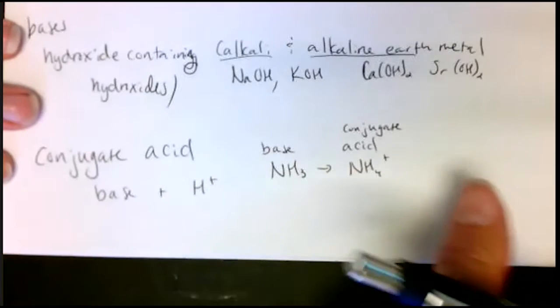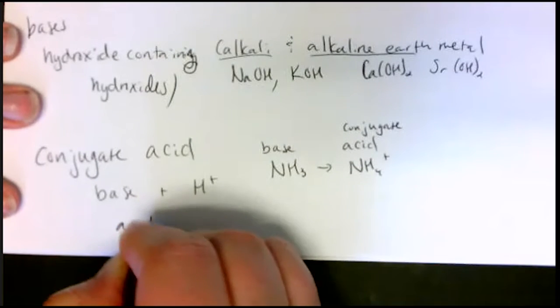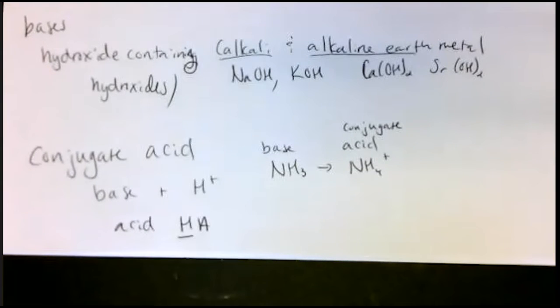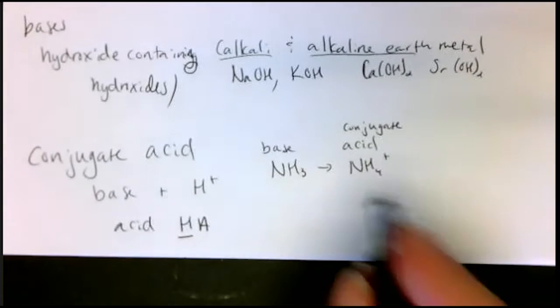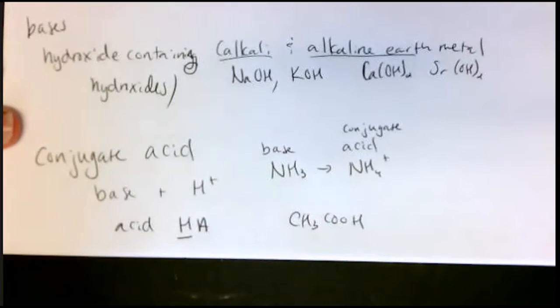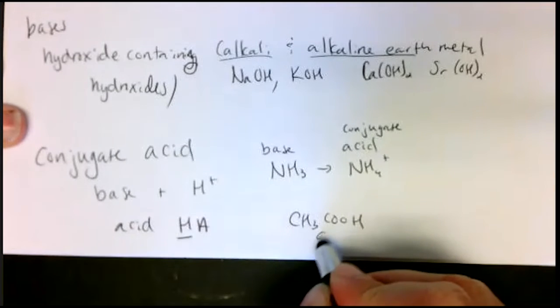Generally, your acids are going to be in the form of HA. So the hydrogen will be written first. If you do not see the hydrogen written first, it is highly unlikely to be an acid. I can't think of any acids off the top of my head where the hydrogen's not written first. Oh, I lied. CH3COOH. That is an acid where the hydrogen is not written first. This is acetic acid.